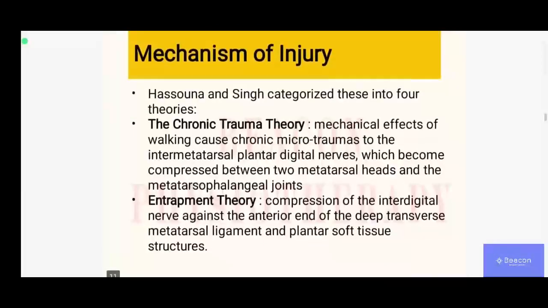Mechanism of injury. Osuna and Singh categorize these into four theories. The chronic trauma theory: mechanical effects of walking cause chronic microtraumas to the intermetatarsal plantar digital nerves, which become compressed between two metatarsal heads and the metatarsophalangeal joints. The next is the entrapment theory: the compression of interdigital nerves against the anterior end of the deep transverse metatarsal ligament and plantar soft tissue structure.